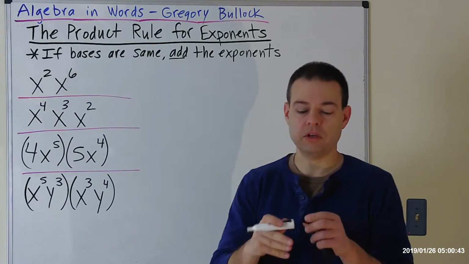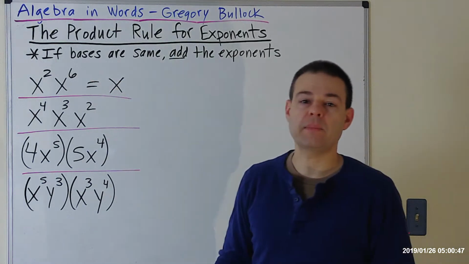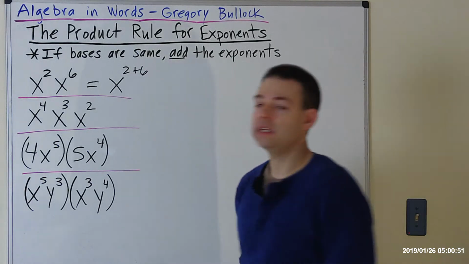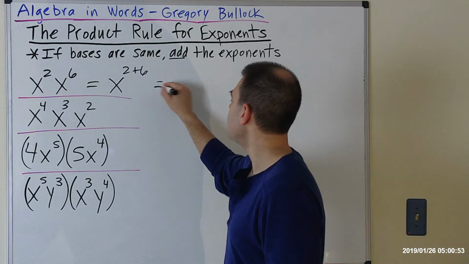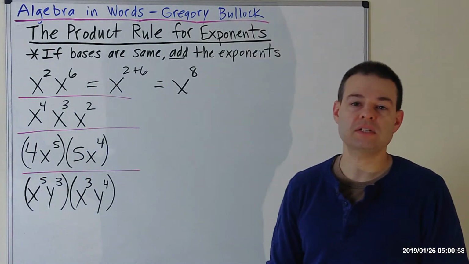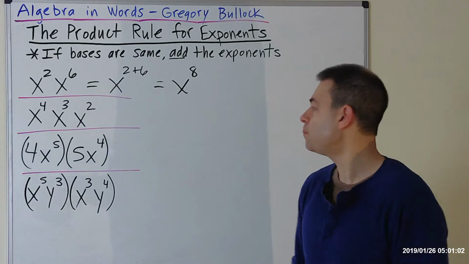So I'm just going to show the intermediate step at first. I'm going to write the common base, and I'm going to show that we're adding 2 plus 6 in the exponents, and then just add them, and the answer is x to the eighth. It's as simple as that. Of course, we'll look at some problems with increasing difficulty.